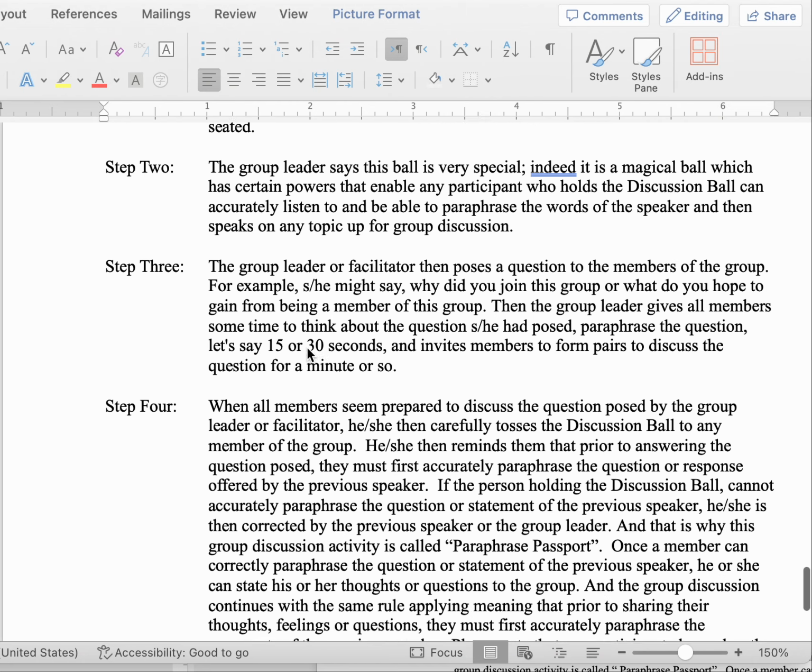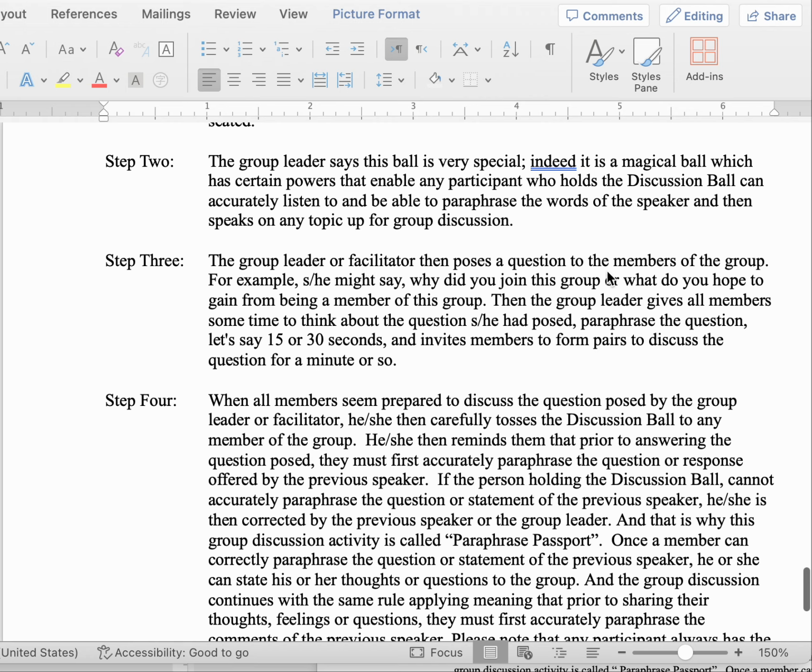And step number 3, the group leader or facilitator then poses a question to the members of the group. For example, she or he might say, why did you join this group? What do you hope to gain from being a member of the group? Then the group leader gives all members some time to think about the question posed, and they would then paraphrase the question, let's say for 15 or 30 minutes, and talk to another person in the group in practice. So they have time to form pairs and practice paraphrasing a question and giving an answer.